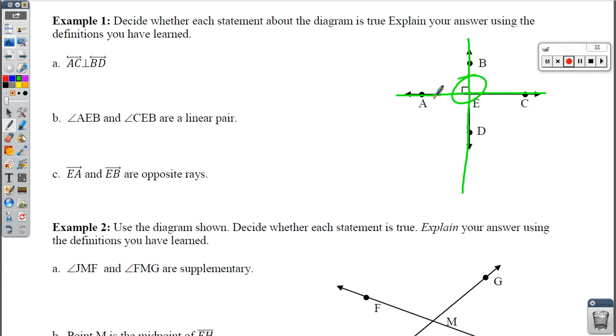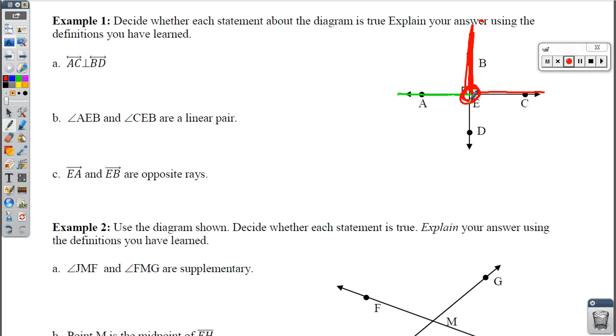For part B, angle AEB and angle CEB. So AEB is this angle right here, and angle CEB is this angle right here. It's saying that they form a linear pair. Well, yeah, that's correct. Angles are a linear pair if they are adjacent angles, which means they share a vertex and they share a side. You can see here this vertex and this side that I just darkened in are shared by the two angles.